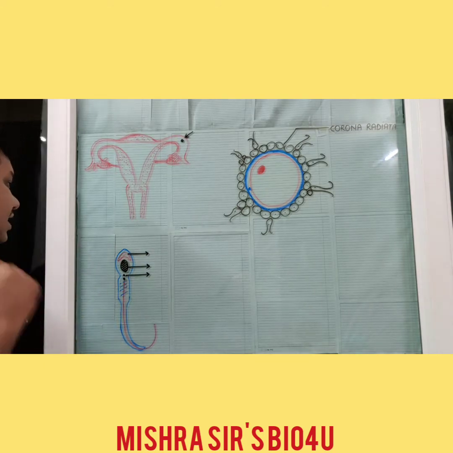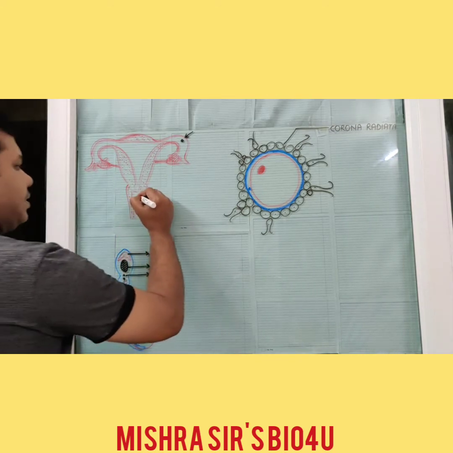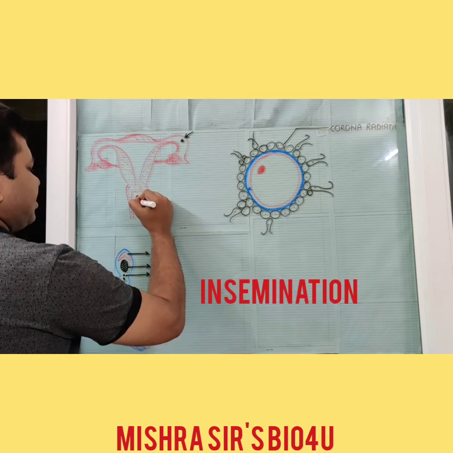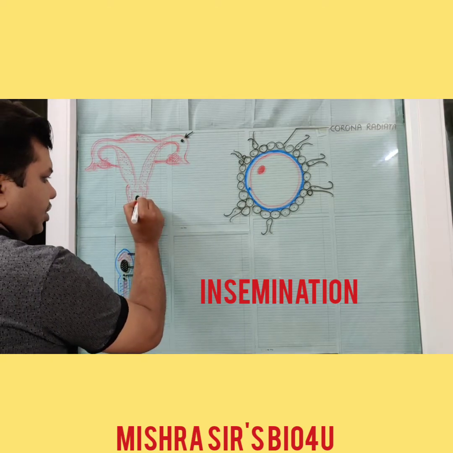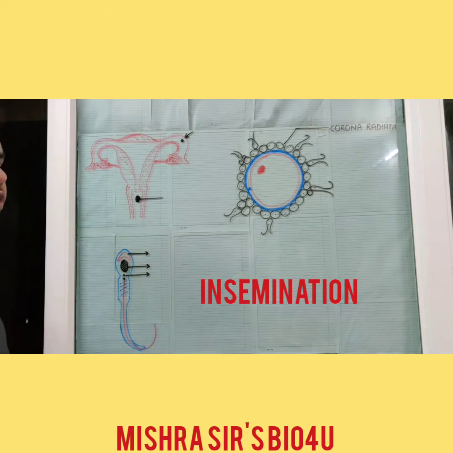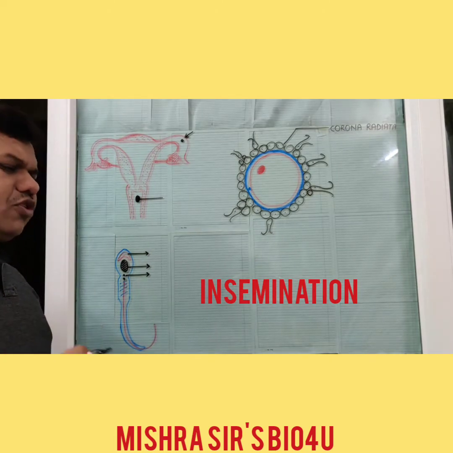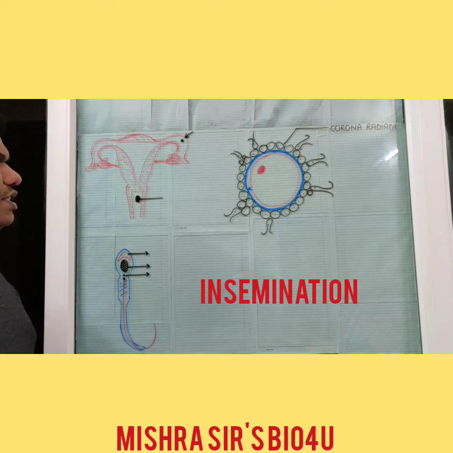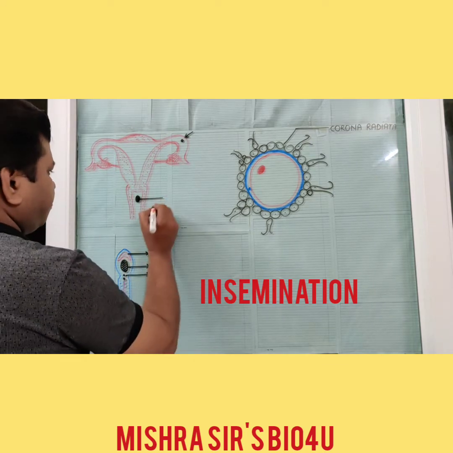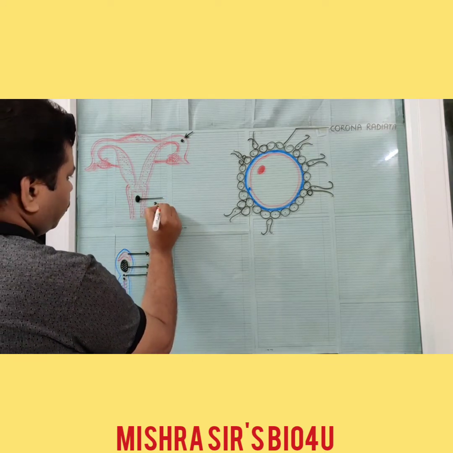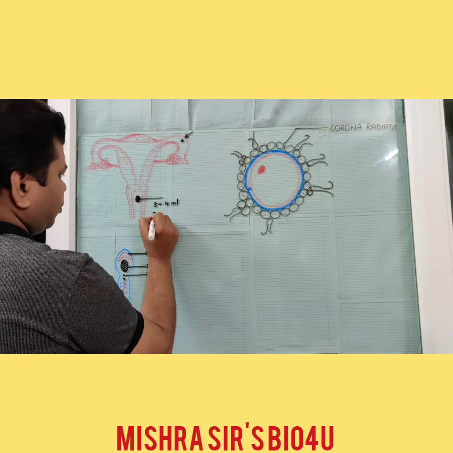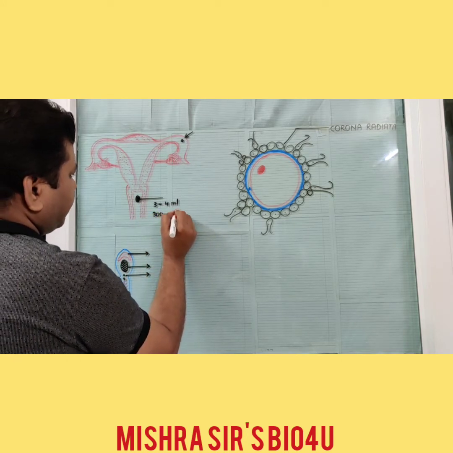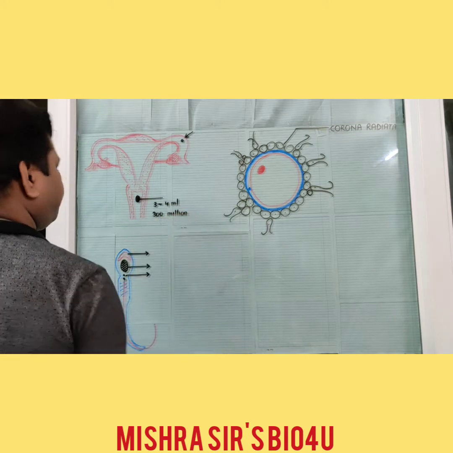Now the first step of fertilization is insemination. See, semen is released into the vagina during copulation. If semen is released into the vagina during copulation, we call it natural insemination. There is also a technique called artificial insemination. We'll talk about it afterwards. Now, when insemination takes place, roughly 3 to 4 ml of semen is released, which has around 300 million sperm.